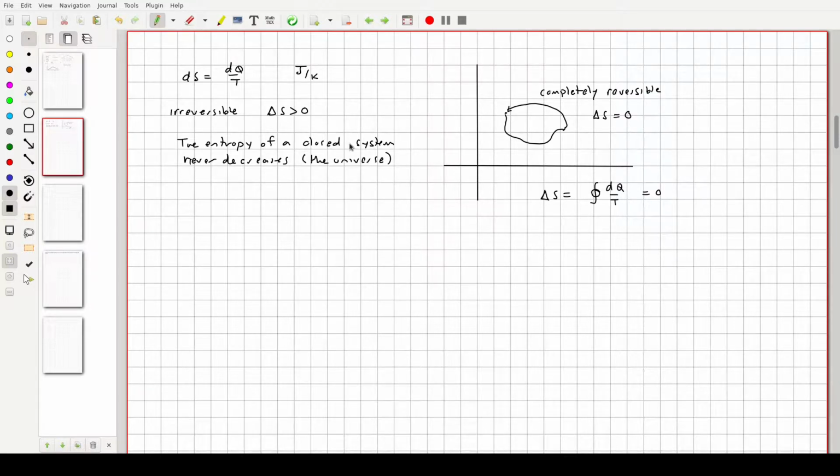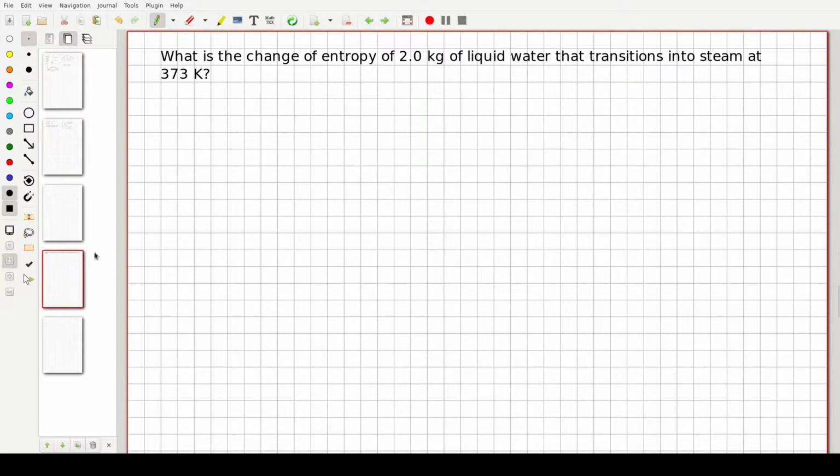Now, let me just do a quick, simple example showing you how you would use this. In this one, I want to look at the change of entropy of 2 kilograms of liquid water that transitions to steam. We're going to have this sit at the vaporization point for water. So what we've been given here is our mass is 2.0 kilograms. Our temperature here is 373 Kelvin. We're dealing with liquid water transitioning to steam. The latent heat of vaporization for water is 2,265,000 joules per kilogram. And what I would like to find here is just the change in entropy.